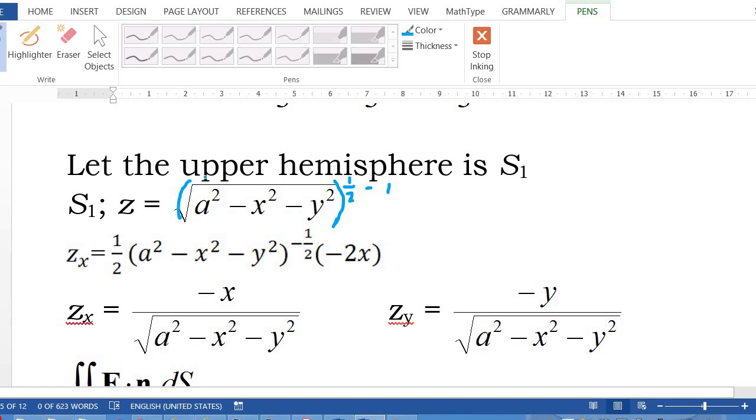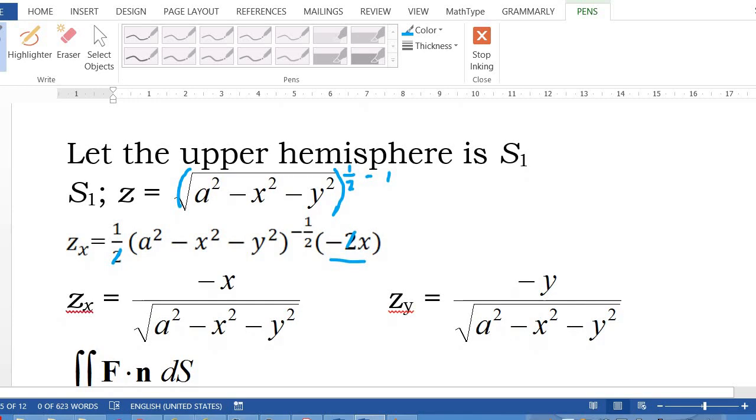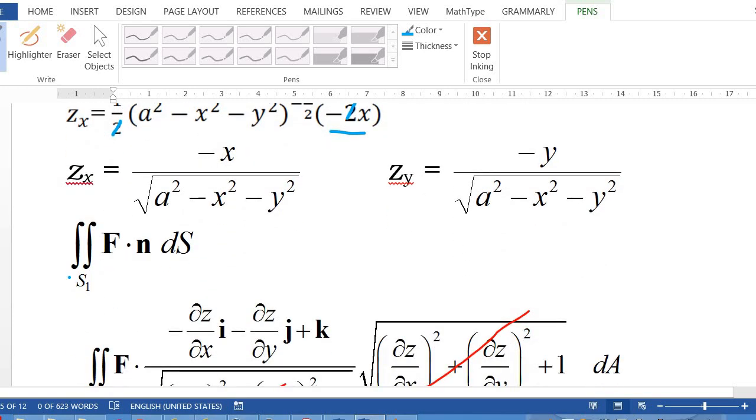Later on, you differentiate a squared minus x squared minus y squared with respect to x, which gives negative 2x. The 2s cancel, so you are left with numerator negative x. Power negative half becomes dividing by the square root of a squared minus x squared minus y squared. Similarly, z_y is only this part, because you differentiate a squared minus x squared minus y squared with respect to y, getting negative 2y, and then you get negative y over the square root of a squared minus x squared minus y squared. So the flux integral on surface S1, which is the upper hemisphere.